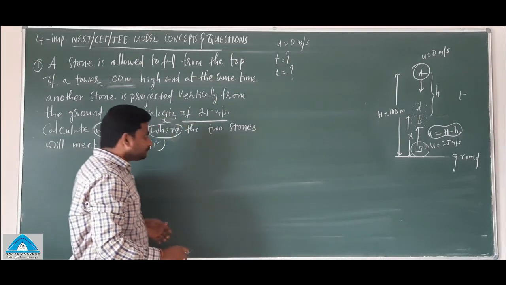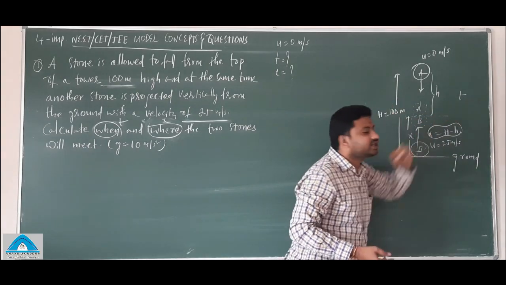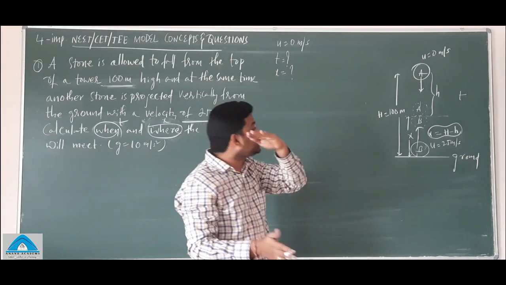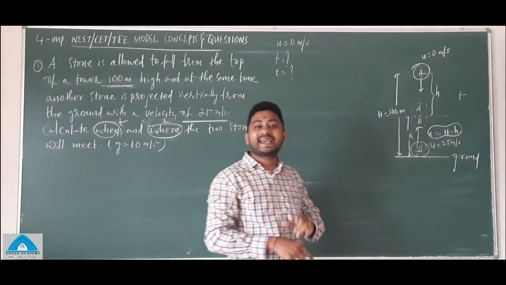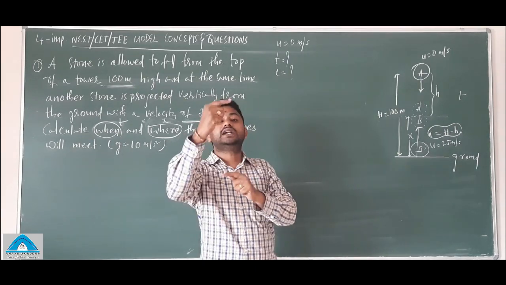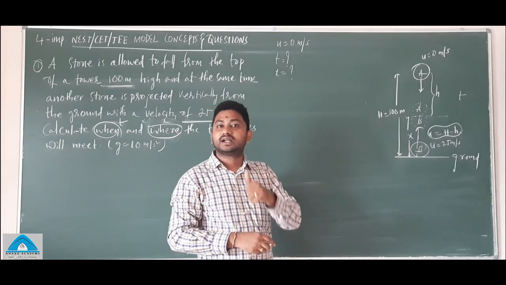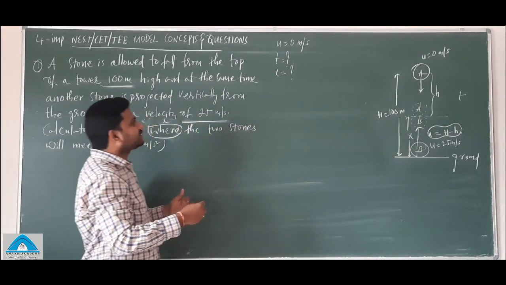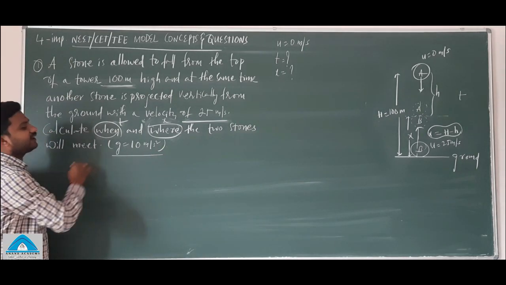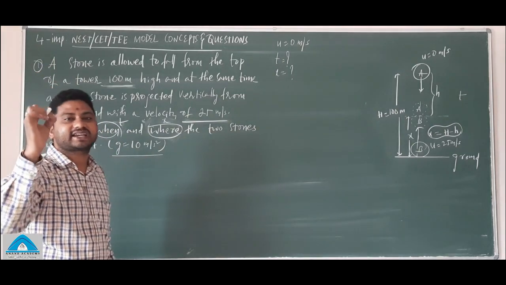Our aim is to find t, after what time they are meeting each other, and x, at what distance from the ground they are meeting each other. I am finding x as the distance traveled by the second body to meet the first body. Understand? Clear? Now let us start solving the question. Before that, small g is given as 10 meters per second square. You must take it as 10 meters per second square.